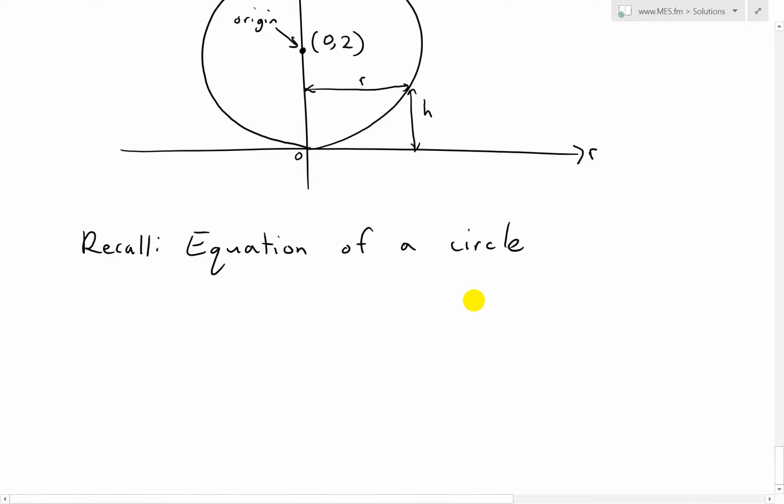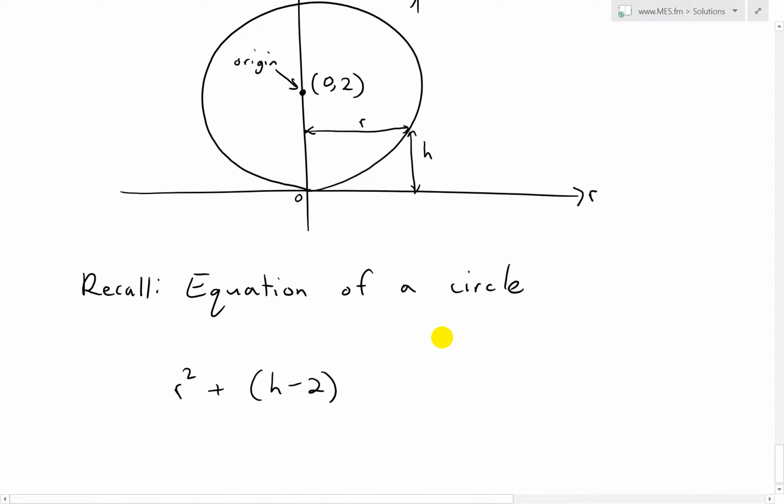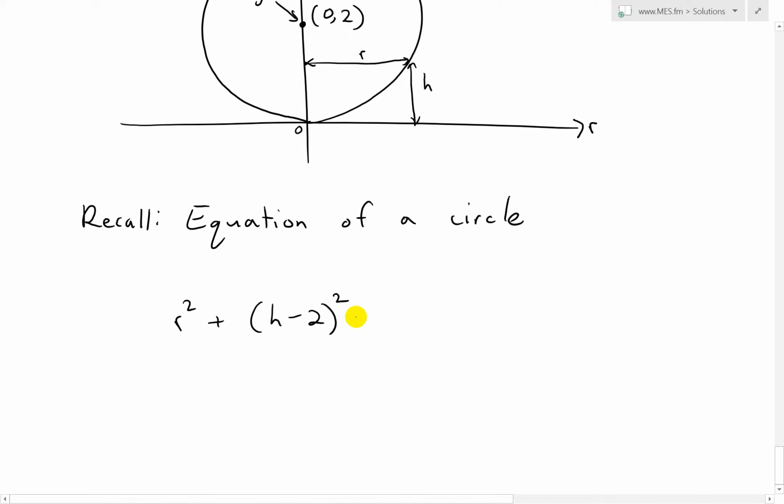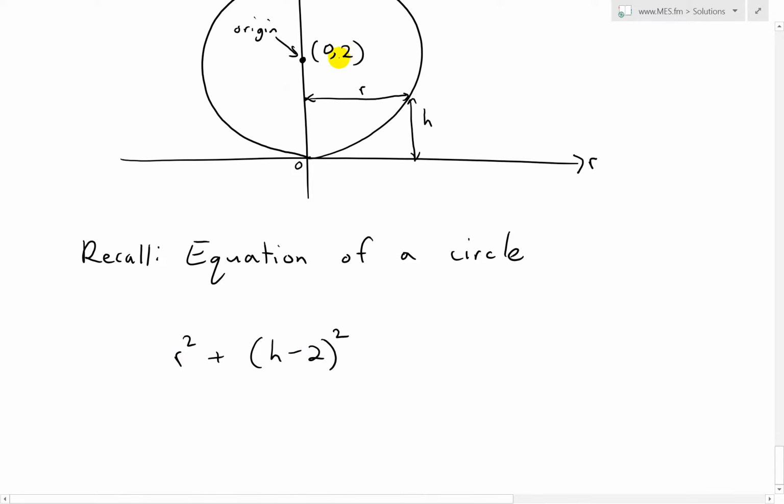So what we have is r, since the origin is at 0 and 2, so r minus 0, so we have r squared plus, and then here the origin is shifted, so (h minus 2) squared. You put a minus whatever the origin is for that coordinate. If you were to put in h equals 2, this cancels and goes to 0. Same thing if you put r as 0, that cancels. That's why we have this negative 2 when the origin is positive 2.